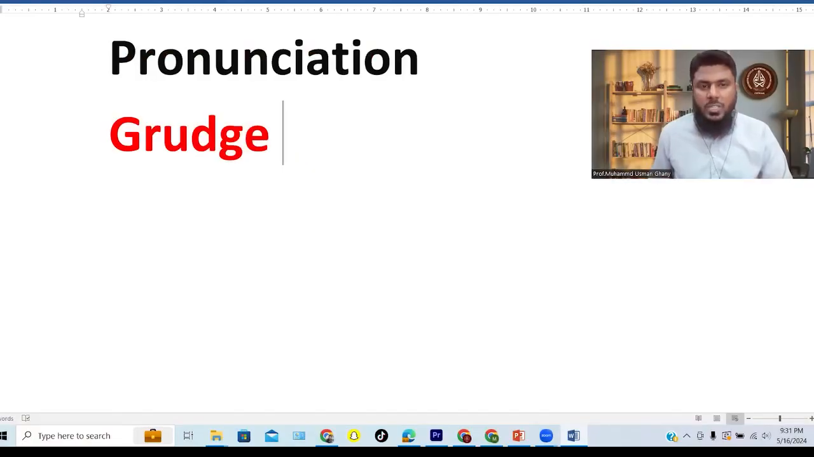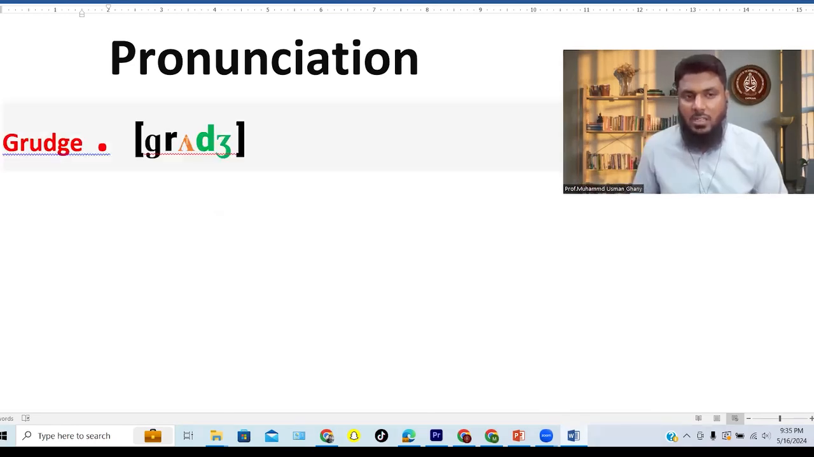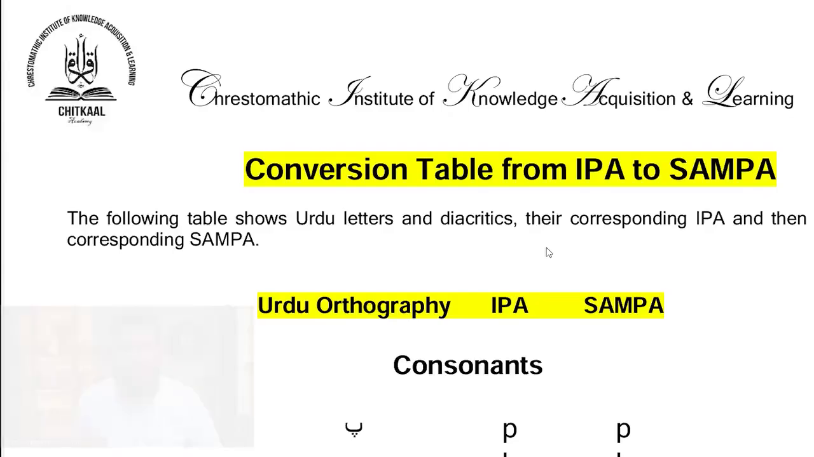So what should be the pronunciation of this word? Grudge. And how do you come to know that its pronunciation is grudge? Ga, ra, and ja, so it becomes grudge. This is how you are supposed to go through these IPA symbols and try to find the pronunciation of various words.